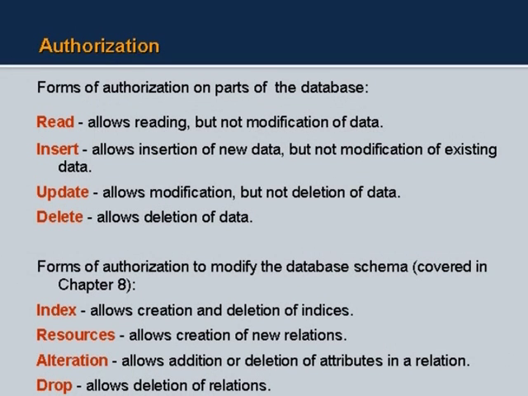Read allows reading, insert allows insertion, update allows modification, delete allows deletion, and there's also an all, which allows all of these. Actually, all allows many more things. So these are the basic ones, but there are other things which are schema level authorizations. For example, there's an authorization which lets you create an index, authorization to create new relations, authorization to alter a relation, authorization to drop a relation. These are schema level authorizations. This is part of the standard. However, some databases don't quite follow it for this part, but this is used by all databases. The schema level things vary a little bit.